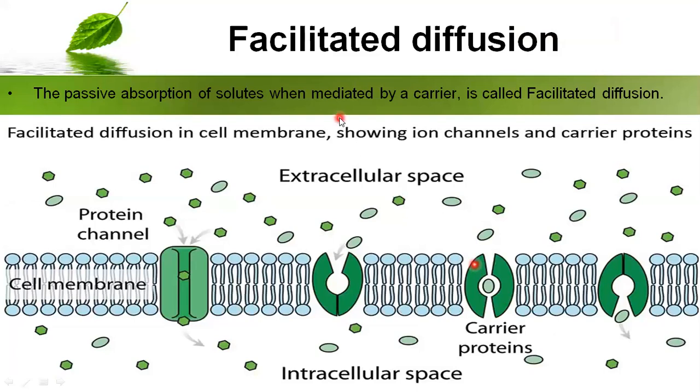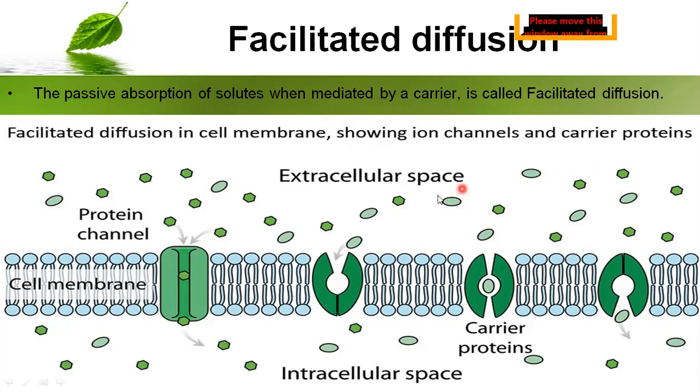Now we will see facilitated diffusion. What is meant by facilitated diffusion? Facilitated means very easy. So a protein carrier is present in this process, which will make the diffusion very easy. Now see why it is necessary. The passive absorption of solute when mediated by a carrier is called facilitated diffusion. Now see facilitated diffusion in a membrane showing an ion channel and carrier protein.